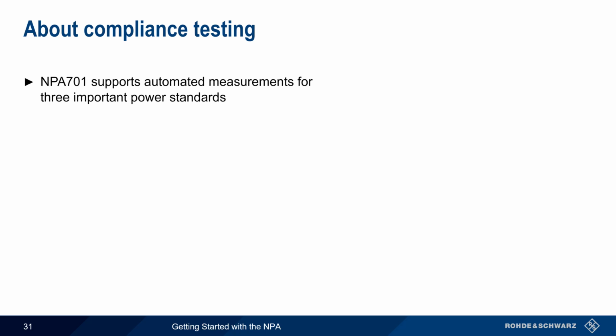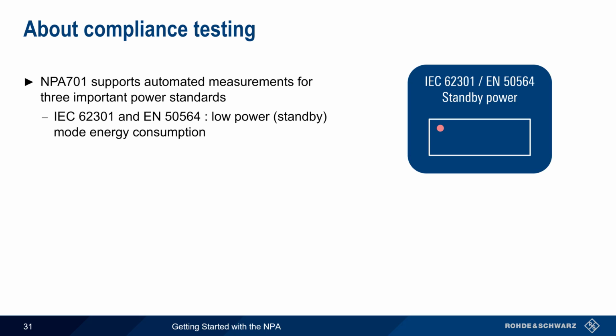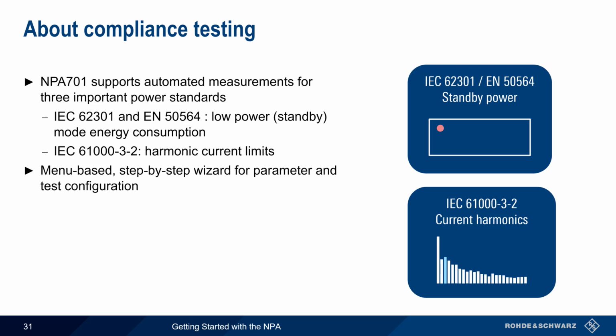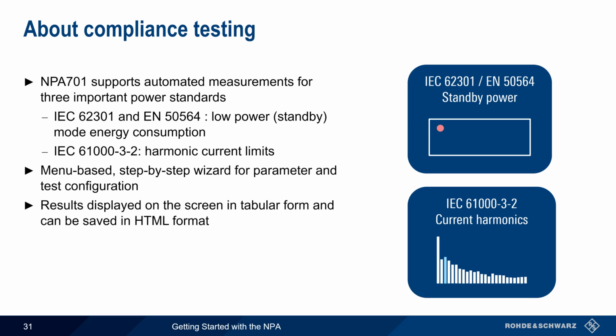The NPA 701 can optionally support automated measurements for testing compliance to 3 important power standards: IEC 62301 and EN 50564, which measure energy consumption in low power or standby mode, and IEC 61000-3-2, which verifies the level of harmonic currents. These compliance tests are implemented as a menu-based, step-by-step wizard, which prompts the user for parameters and test configuration. The tests run automatically, and results can be displayed on screen in tabular form, but can also be saved and exported as an HTML file.